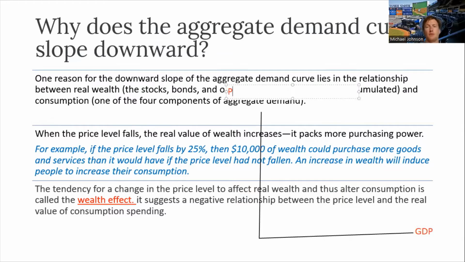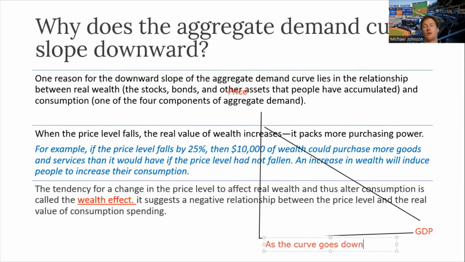So as the curve goes downward, the price level goes down, and you can buy more goods. Then the tendency for a change in the price level to affect real wealth, and thus consumption, is called the wealth effect. It suggests a negative relationship between the price level and the real value of consumption spending.